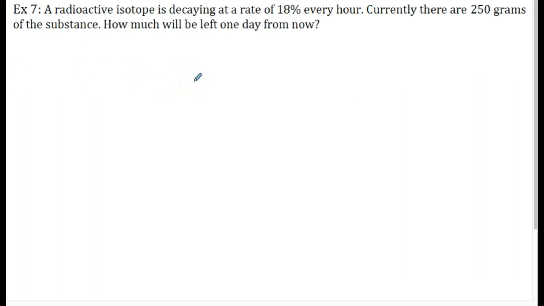Okay, so let's take a look at the other one here. It says a radioactive isotope is decaying at a rate of 18% every hour. Currently, there are 250 grams. So that 250 grams is like my initial value. So I'm going to be using this formula, a sub 0 times r to the n power. So to first write my formula, I'm going to say a sub n equals a sub 0, which we said was 250, times my r.